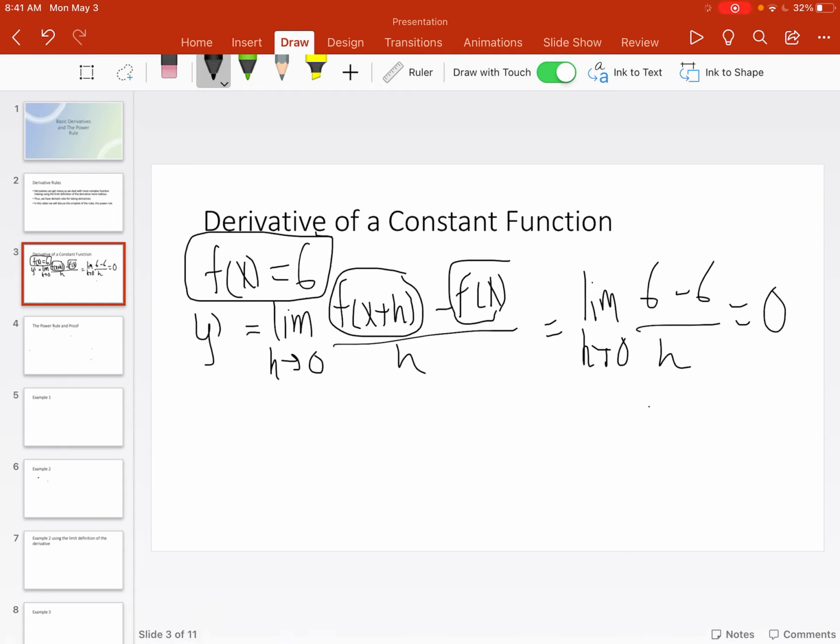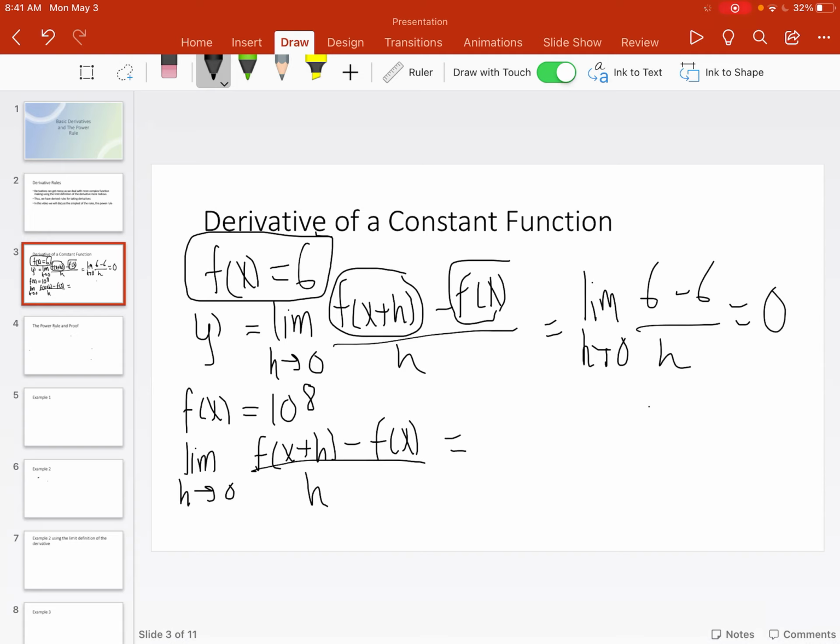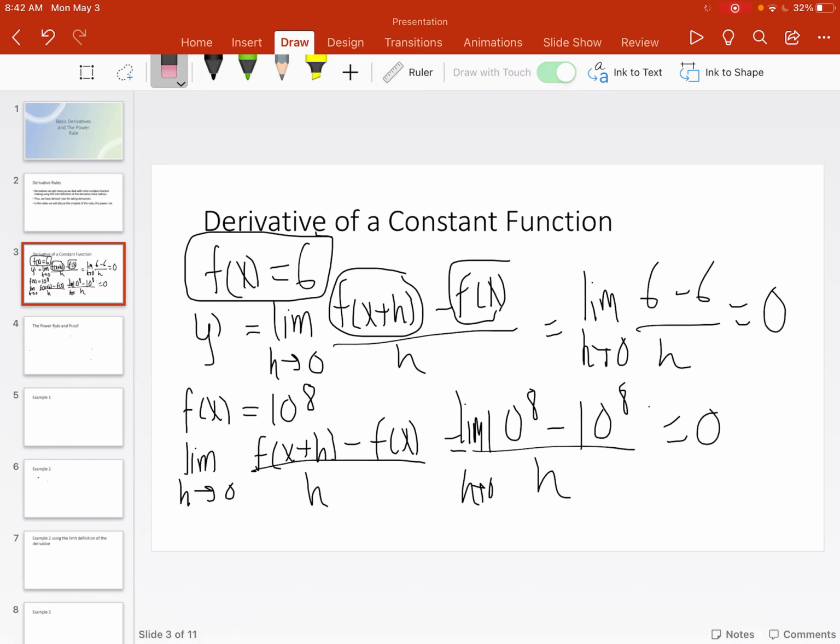Okay, what if this is just a coincidence? Well, let's consider another function. f of x is equal to 10 to the 8. Using our limit definition, the limit as h approaches 0 of f of x plus h minus f of x all over h, f of x plus h has no x terms, so all we get is 10 to the 8 minus 10 to the 8 all over h. We end up getting 0 again, as h approaches 0.